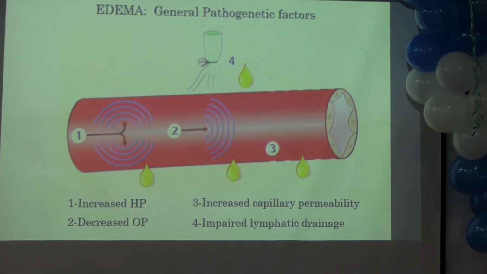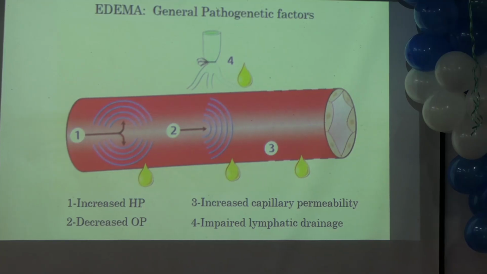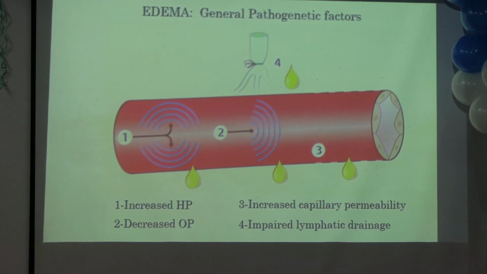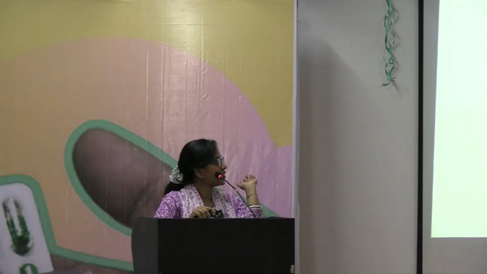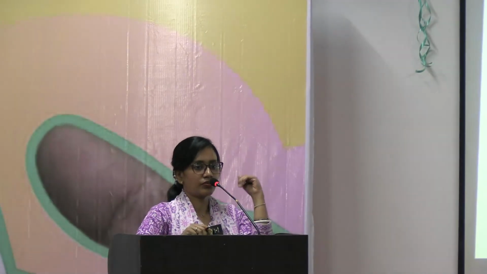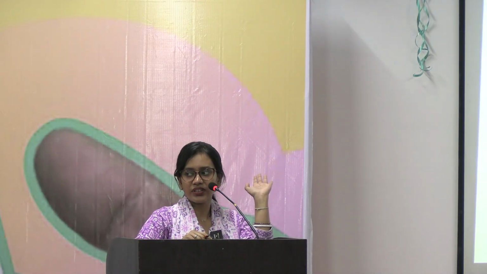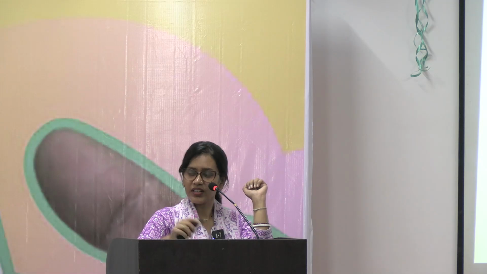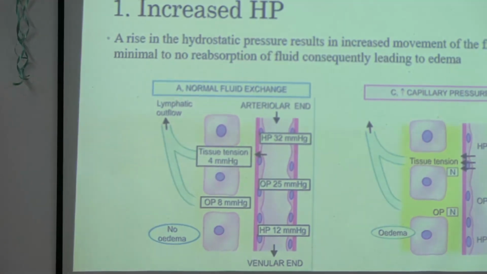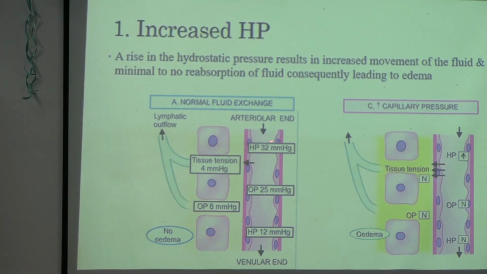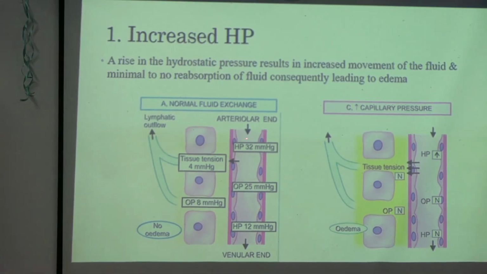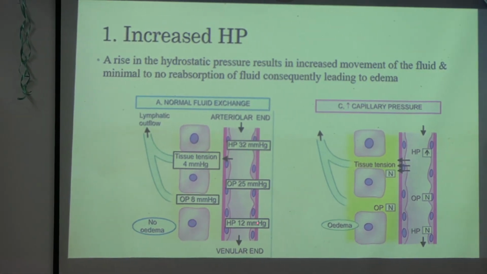So we know that whatever little fluid gets collected in the interstitium, that is absorbed into the lymph and is moved into the thoracic duct. So if there is an impaired transport of the lymph through the lymphatic vessels, then again we can have accumulated fluid in the interstitium. Clear? So first is increased hydrostatic pressure. So here we know that at the arteriolar end, the hydrostatic pressure is more in comparison to the venular end.